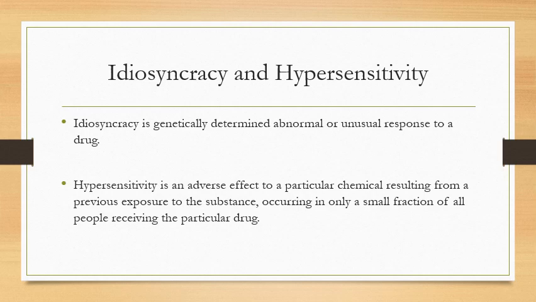Idiosyncrasy and hypersensitivity. Idiosyncrasy is a genetically determined abnormal or unusual response to a drug, while hypersensitivity is an adverse effect to a particular chemical resulting from a previous exposure to the substance, occurring in only a small fraction of all people receiving the particular drug. So you can differentiate that idiosyncrasy is the abnormal or unusual response to the drug, while hypersensitivity is an adverse effect.